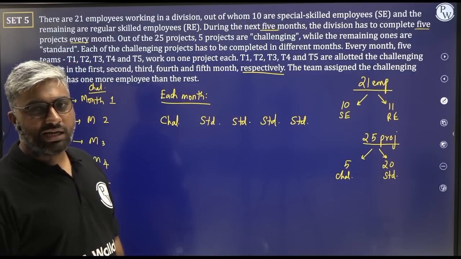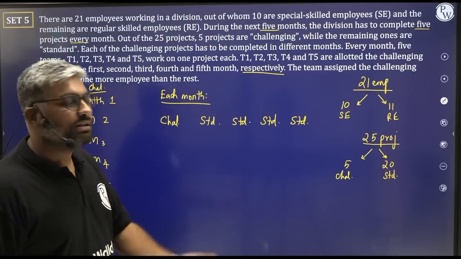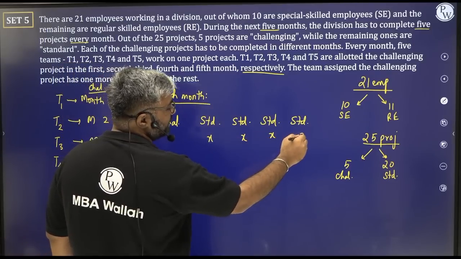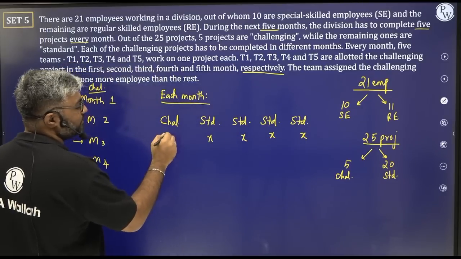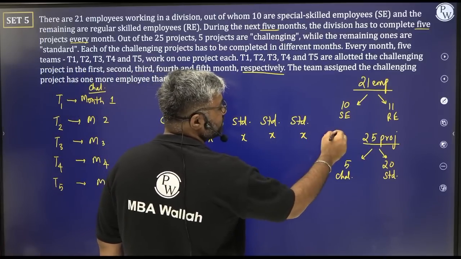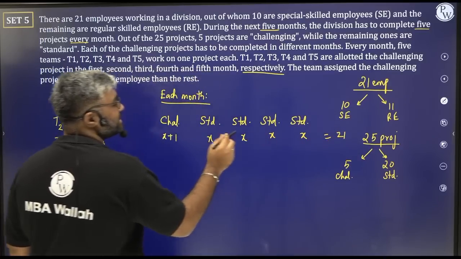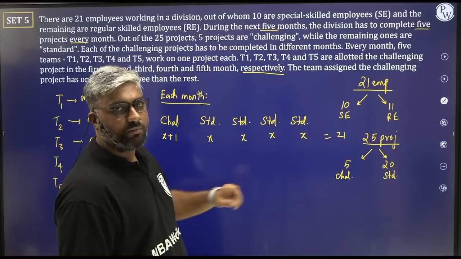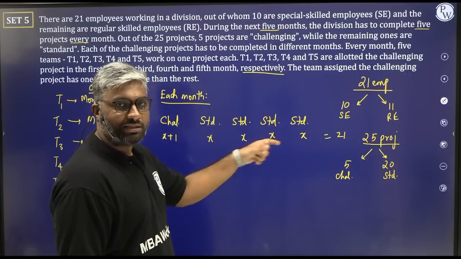छोटा नंबर है, डायरेक्टली कर सकते हो, but if you want to think about this mathematically, if standard projects में x employees है each, then this will have x plus 1 employee, right? And we know that the total here is 21 employees. So x plus x plus x plus x plus x is 5x plus 1. So 5x plus 1 is 21, 5x is 20, x is 4.